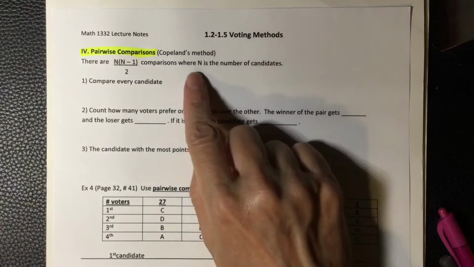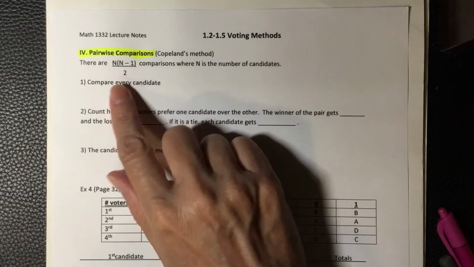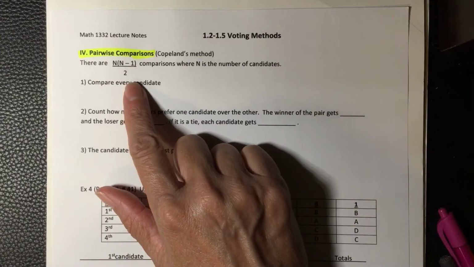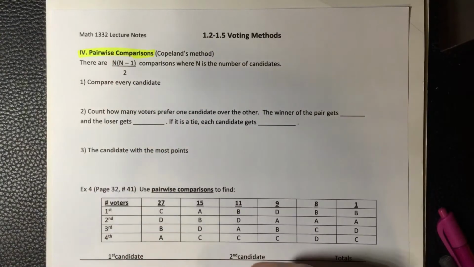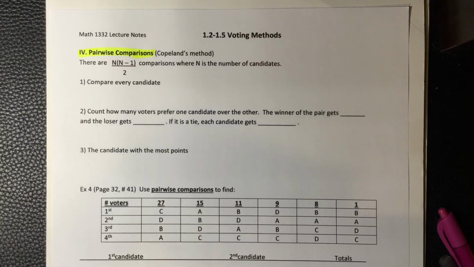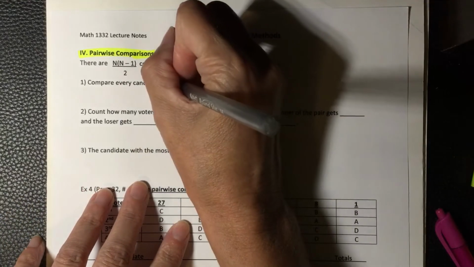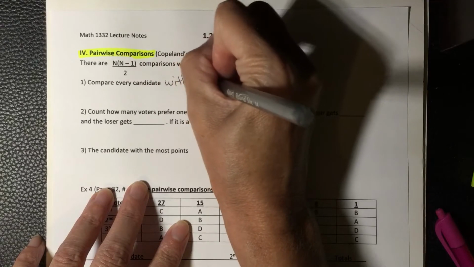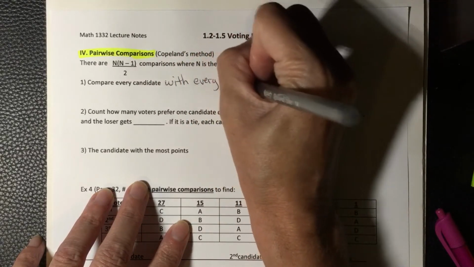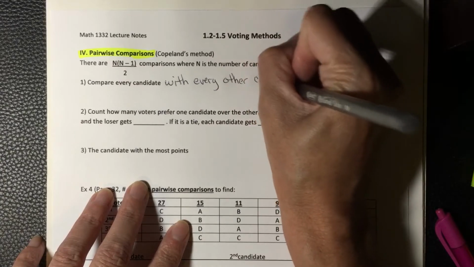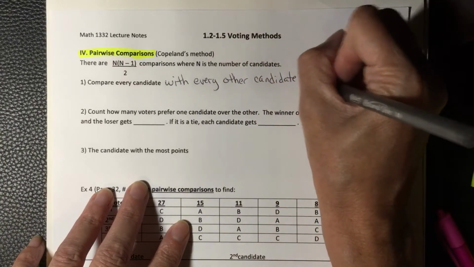So when there's n number of candidates, the comparisons will be n times n minus 1 over 2. Now, it's not particularly important to memorize that, but what that means is as you add candidates, this method gets a little bit unreasonable. So this is a good one to use when we have maybe 3 to 4 candidates. I wouldn't use it with a whole lot more people than that. So what we're going to do is compare every candidate with every other candidate using the preference schedule.